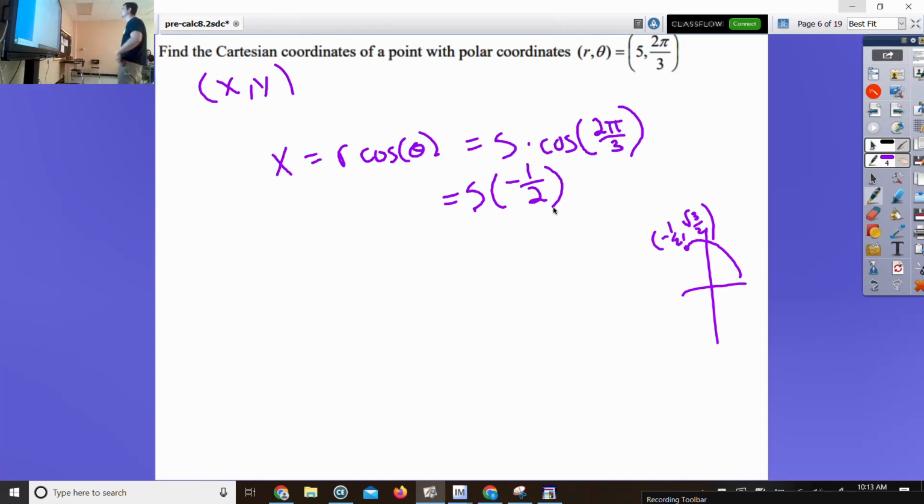Anyways, what's 5 times negative half? Negative 5 halves. So there's x, and how do you get y? 5 times root 2. R sine theta, I'm going to write that down.